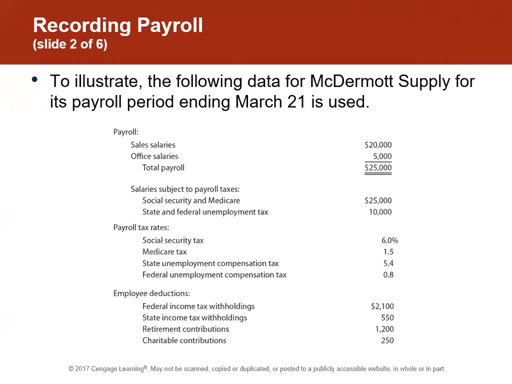Again, we're not going to go into all the nitty-gritty on that. Those amounts can change state by state, company by company, okay? But they're just going to give you the amounts. And then we have employee deductions. They give us the federal and state retirement and charitable contributions.